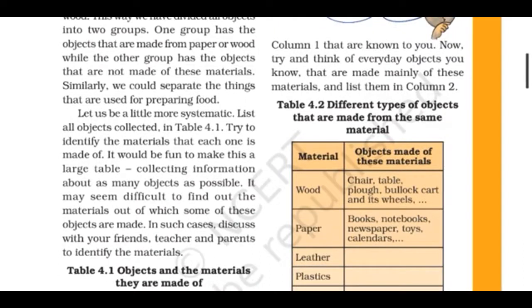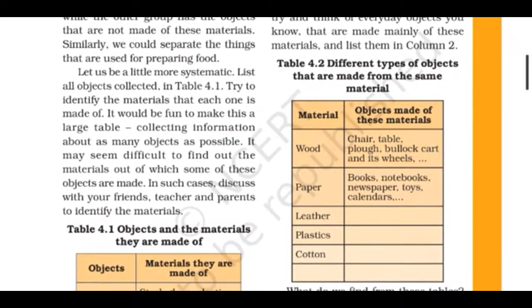And what are the columns? The different types of objects that are made from the same material. See here: wood, chair, table, bullock cart, weeds, right? Paper, books, notebooks, newspaper, toys, calendars, leather, belt, bags.